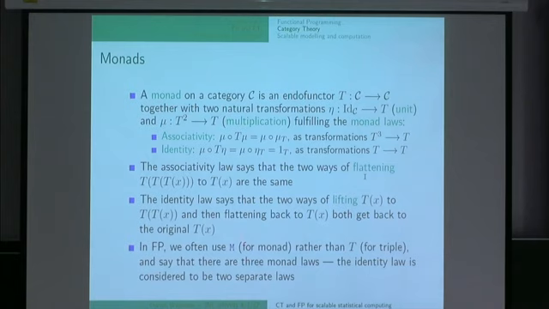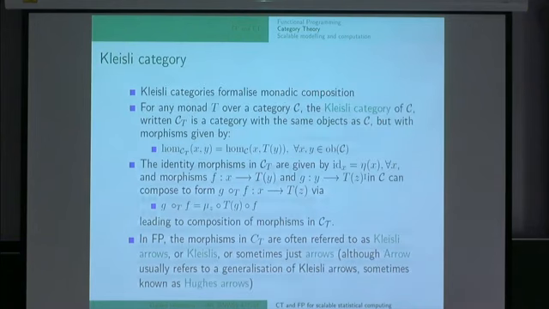In functional programming, we often call monads M. In category theory, they're nearly always called T, for triple. And in functional programming, we often talk about three monad laws. That's just because we think about this identity law as being two different laws, that's all.